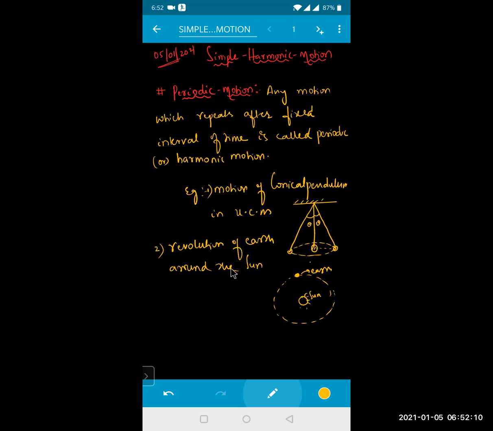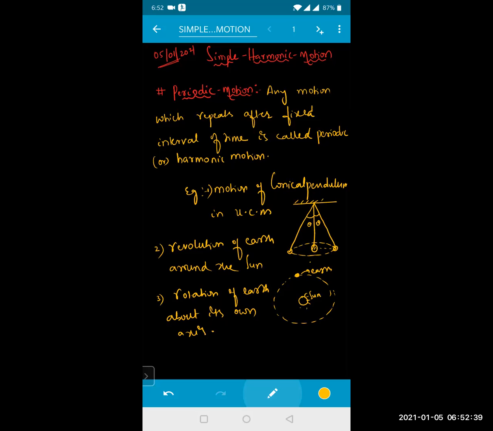Sir, can we consider the rotation of the earth also as periodic motion? Yes, we can take it, no problem. We can also take the rotation of the earth about its own axis. That is also a best example for periodic motion.